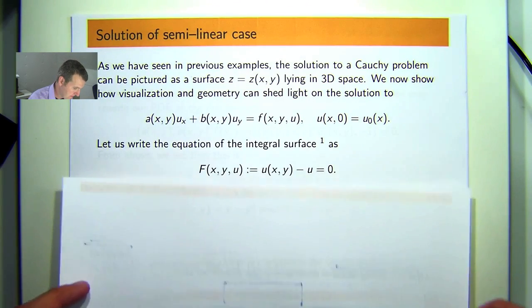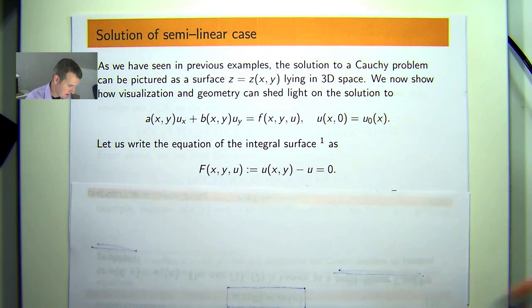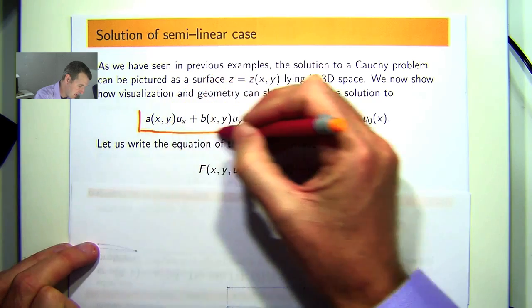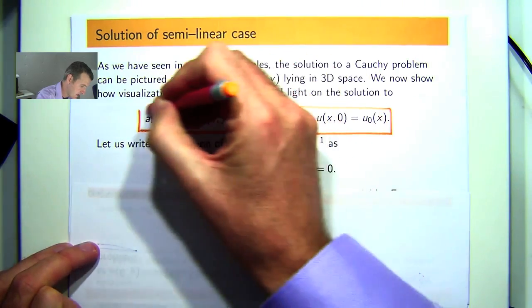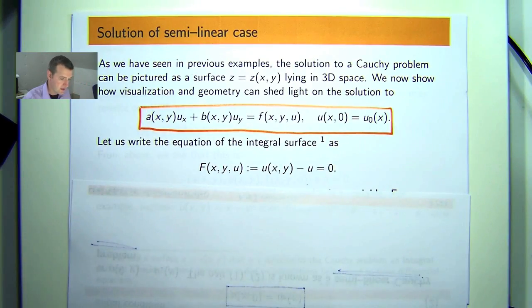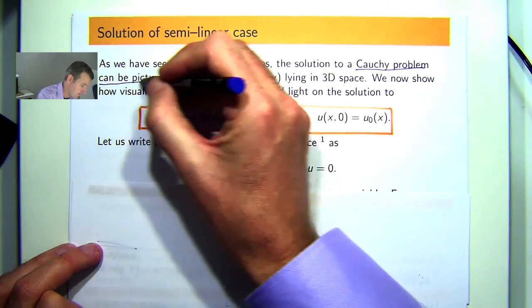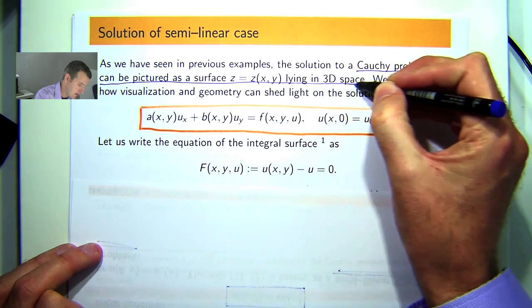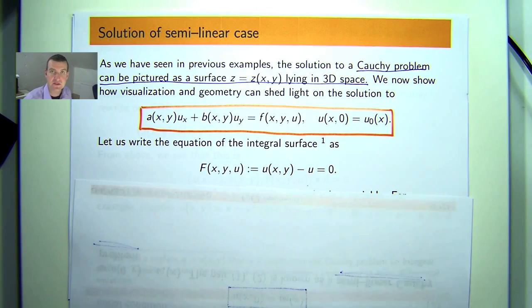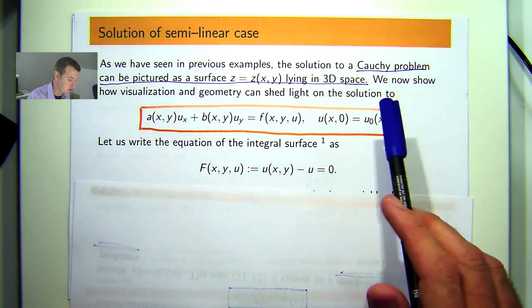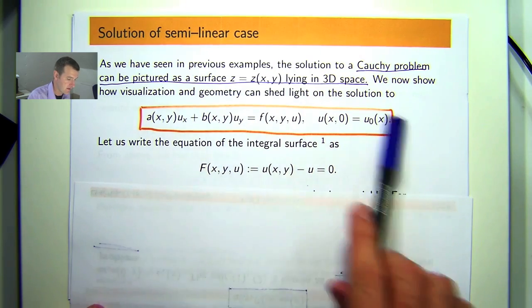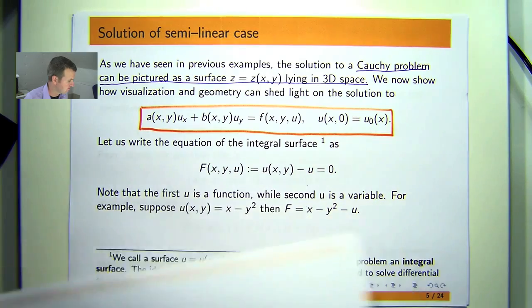Now, as we've seen in previous videos, the solution to various Cauchy problems, for example, just a linear Cauchy problem, the solution can be pictured as a two-dimensional surface lying in three-dimensional space. So let's show how visualization and a bit of geometry can be used to solve this semi-linear Cauchy problem.